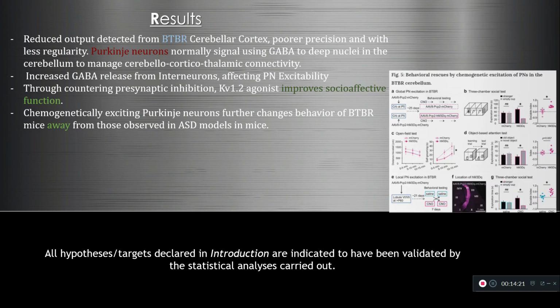They also saw that chemogenetically, like chemically, stimulating the membrane of Purkinje neurons can also reduce BTBR mice from exhibiting autistic behavior. So it might make them behave more like the average population of rats.